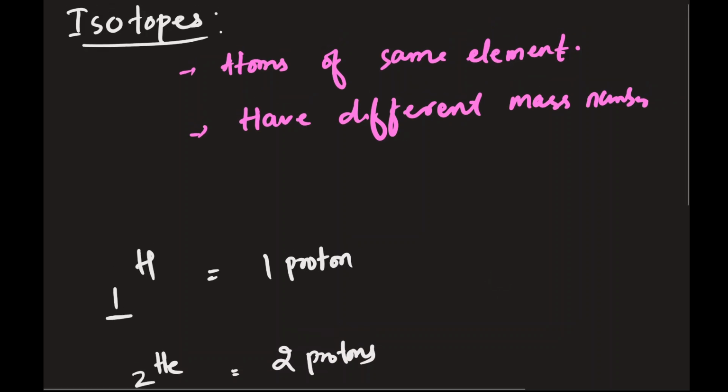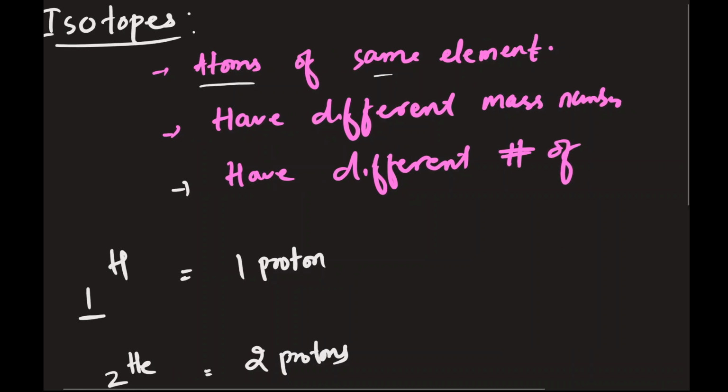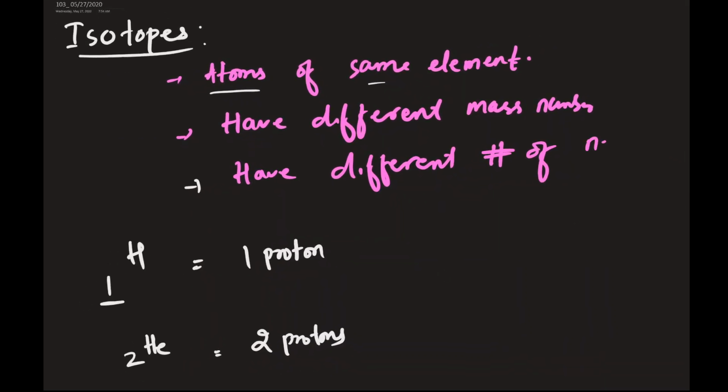So isotopes are atoms of the same element, and since they are from the same element, the number of protons stays constant in all of the isotopes. But how can they have different mass numbers? Obviously, they're going to have a different number of neutrons. Remember, neutrons also add towards the mass number, right?